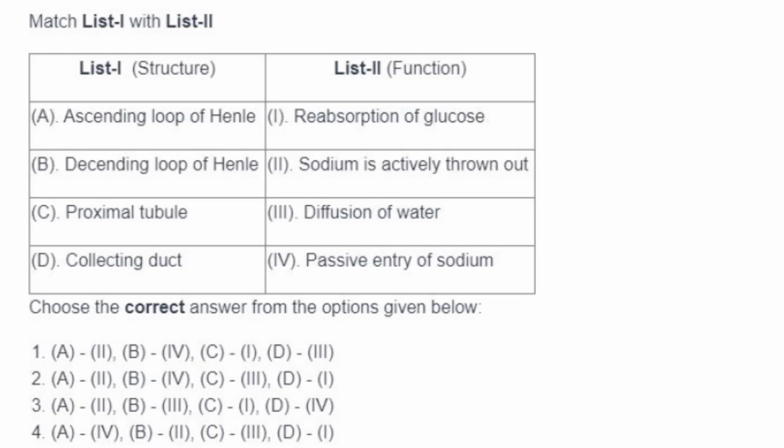Then next one, structure with the function. Ascending loop of Henle, it is for sodium actively thrown out. A2. They have tried to confuse you by giving it in 1, 2 and 3. Next one, descending loop of Henle is passive entry of sodium. So B4 is there in 1 and 2 but not in 3. So 3 is not the right answer. So we have to see between 1 and 2. Proximal tubule, it is for reabsorption of glucose, C1. And collecting duct is diffusion of water, D3. So that makes option 1 the answer.